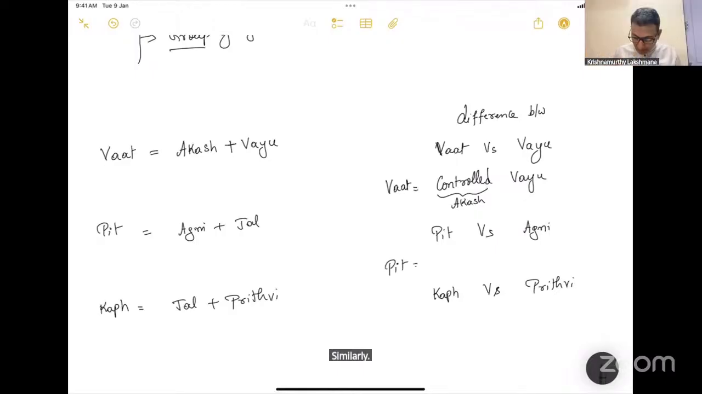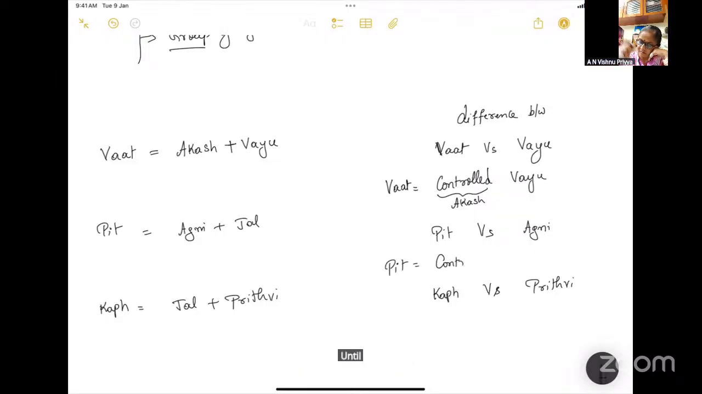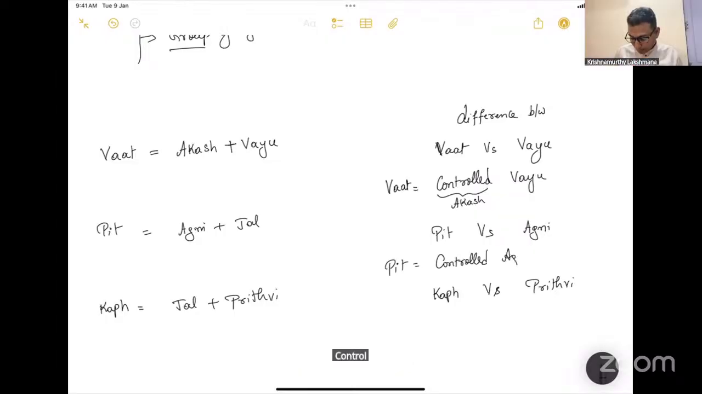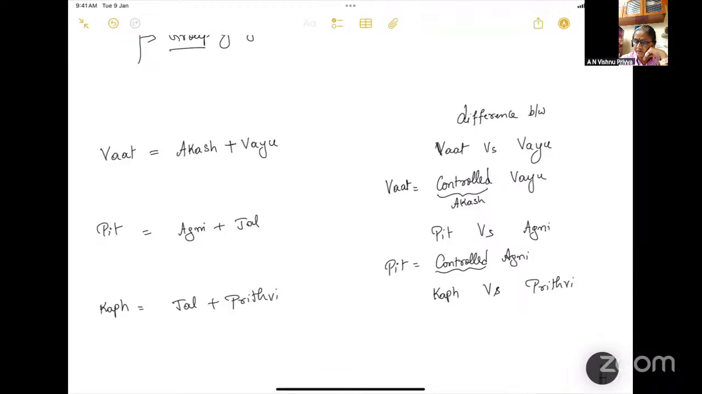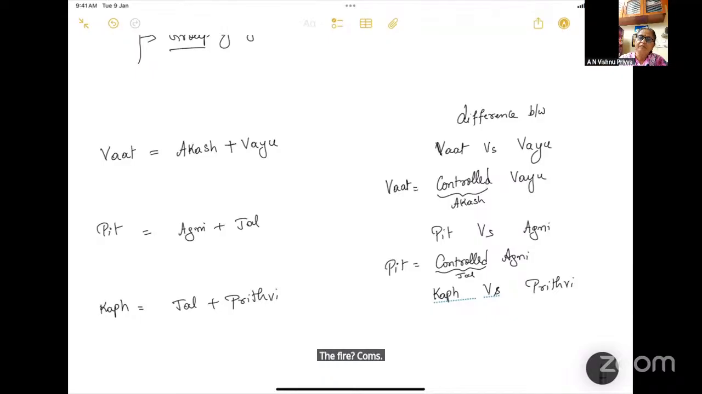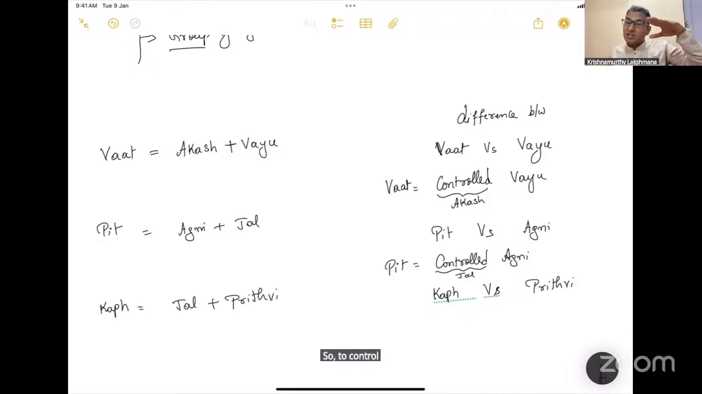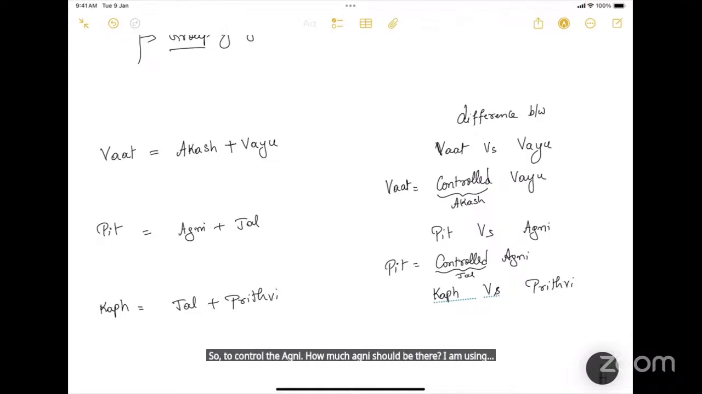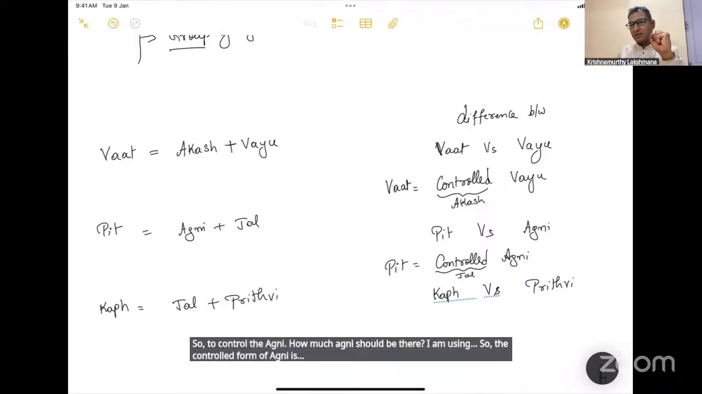Similarly, Pith is equal to controlled Agni. Agni is controlled by Jal. So if the fire becomes more, you add water. What will happen to the fire? The fire comes under control. So to control the Agni, how much Agni should be there? I am using Jal. So the controlled form of Agni is Pith.